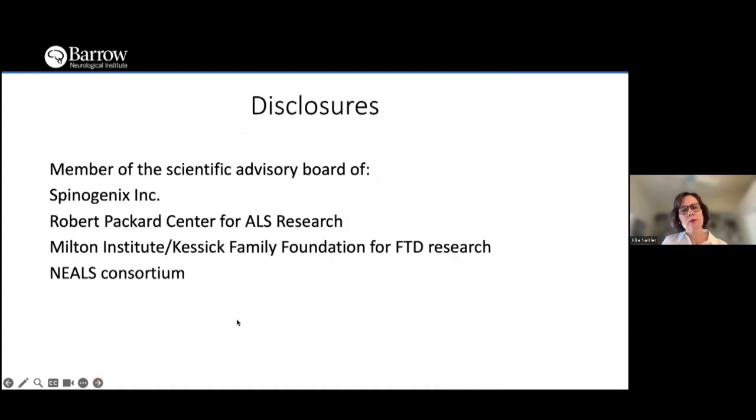These are just some disclosures where I'm a member of scientific advisory boards. Unfortunately, none of these memberships support any of my research, so this is just stuff that I do for fun.